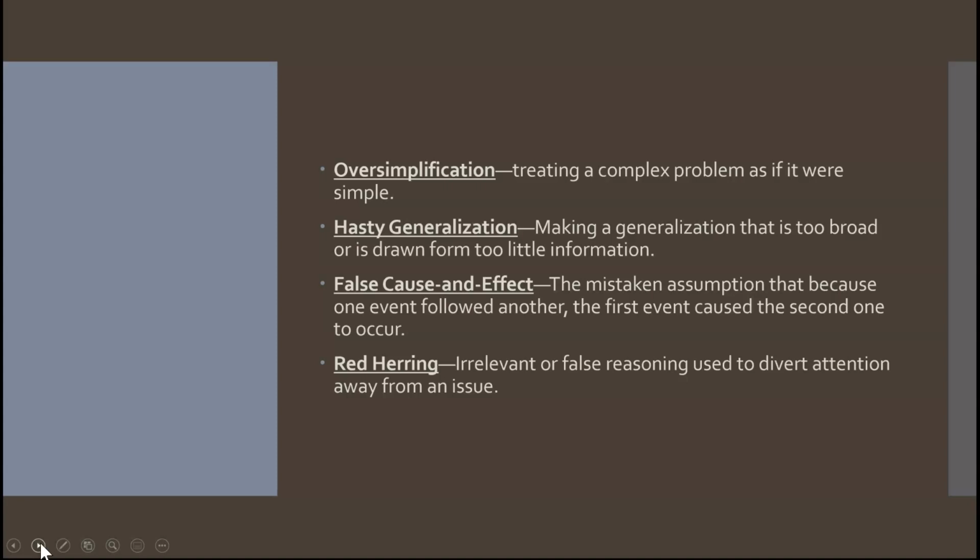False cause and effect is the mistaken assumption that because one event followed another, the first event caused the second one to occur. So let me say it again. The mistaken assumption that because one event followed another, the first event caused the second one to occur. So actually, the example I gave about Donald Trump relates to this one as well.